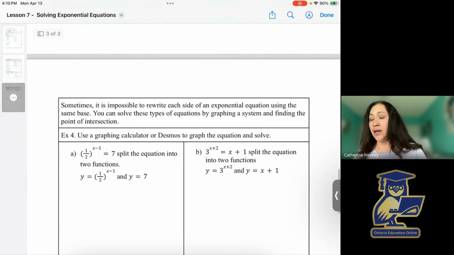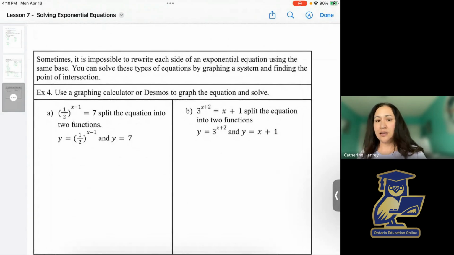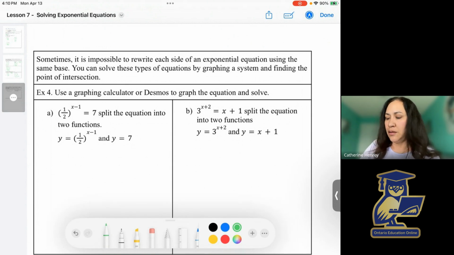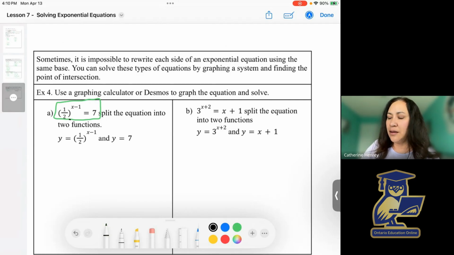Now, there does come a time when it's impossible to write each side with a similar base. In this case, we probably want to use a graphing calculator or Desmos. So we're going to show you a couple of examples of something like this. If we have an equation given as 1/2 to the power of x minus 1 is equal to 7, we can see that we can't manipulate these two sides to have the same base.